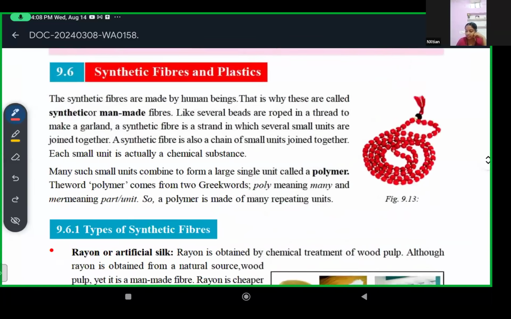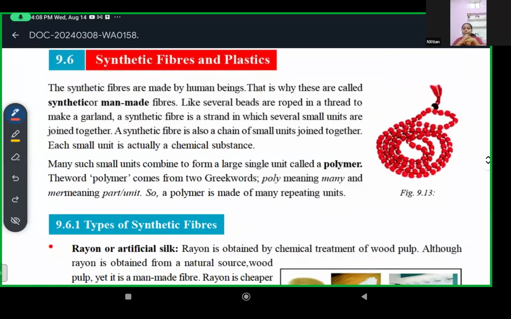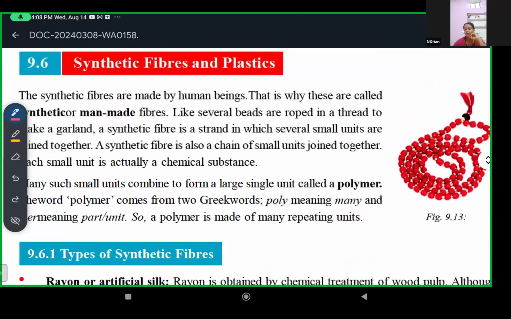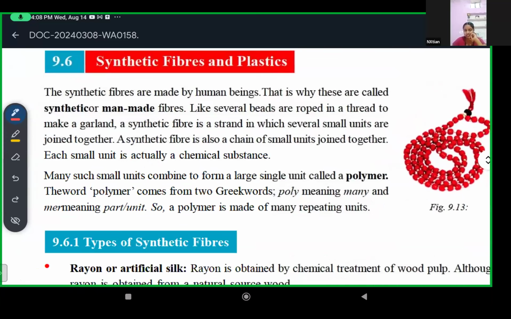Then we have synthetic fibers and plastics. When we talked about fibers in the introduction, I explained that there are two types of fibers, natural fibers and man-made fibers. Natural are the ones occurring from plants and animals, and man-made are the fibers that are made by human beings. So till now we discussed natural fibers made of plants and animals. Now on we are going to talk about synthetic fibers, which are made by human beings.